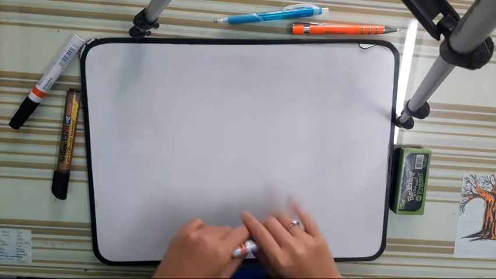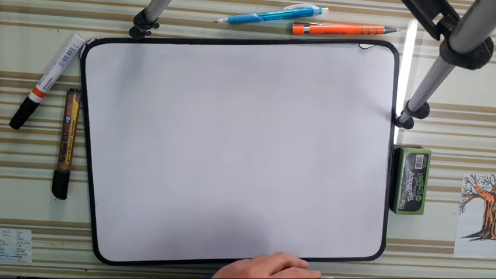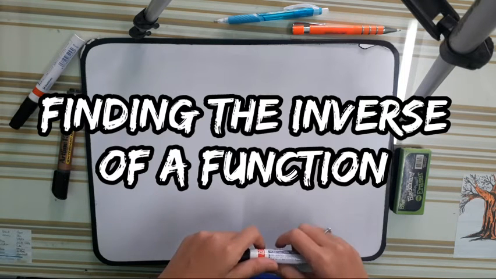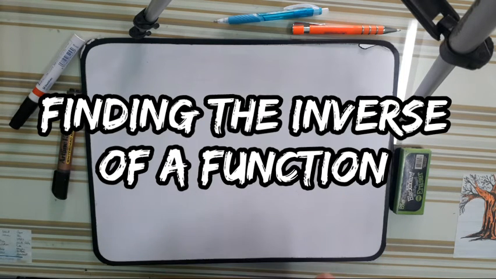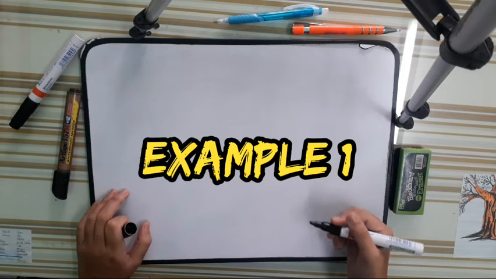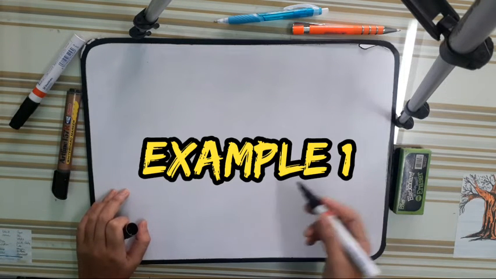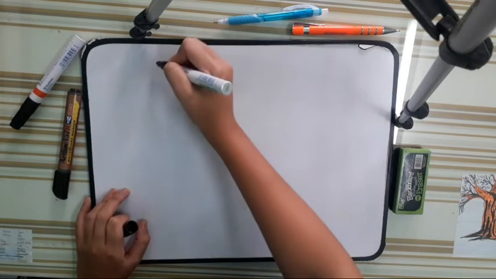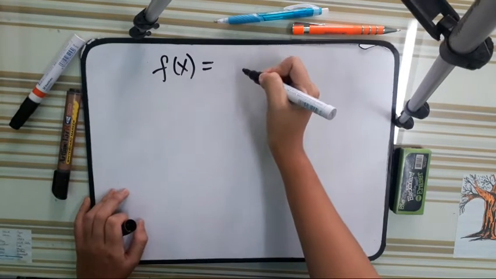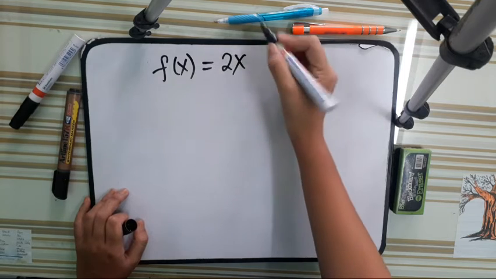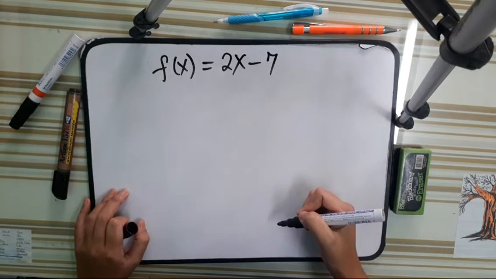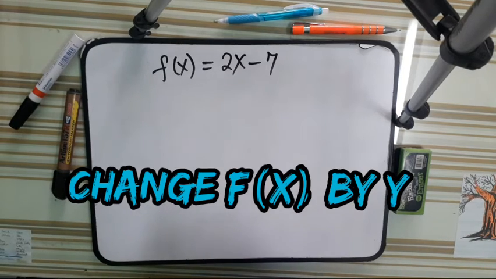Hi everyone! In this lesson, we will focus on finding the inverse of a function. How to find the inverse of a function? So, let's consider the following functions. Let's say for example, we have f of x is equal to 2x minus 7. The first thing that we need to do is to change f of x by y.